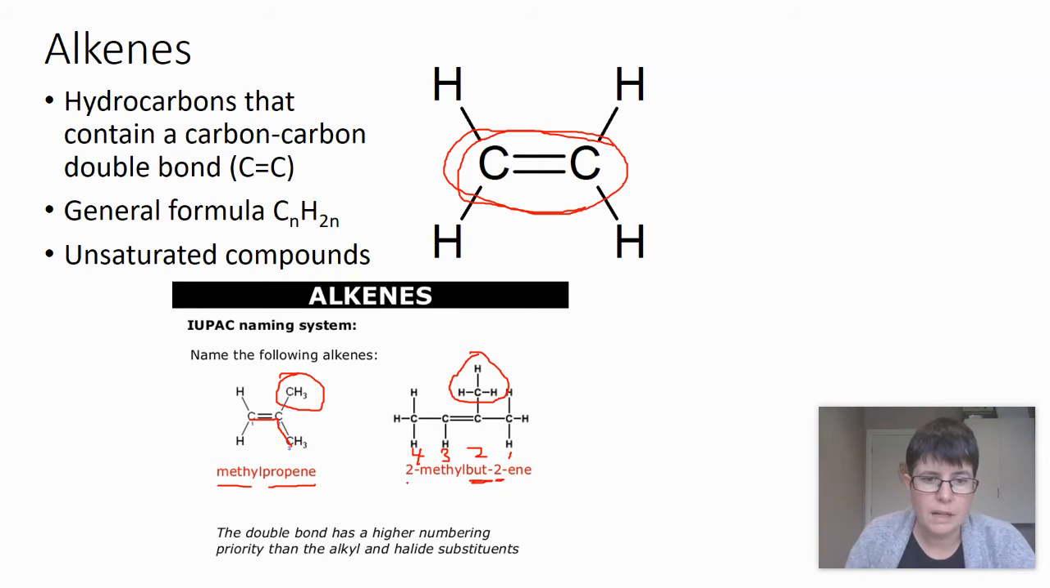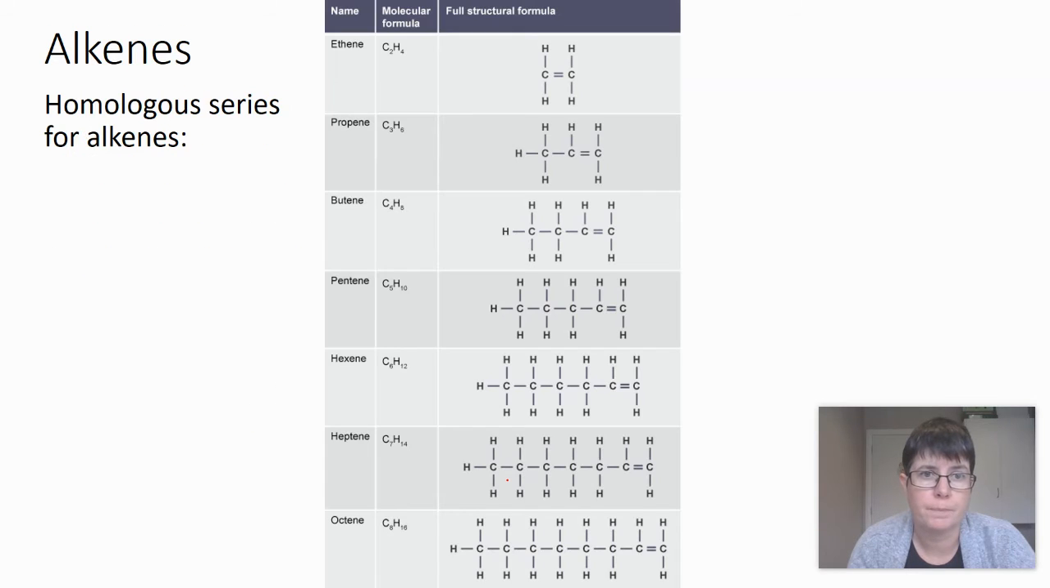And just note that the double bond has a higher numbering priority than the alkyl group and any halides. Okay, these ones don't have halides on them, but if it's got halides, they're named as groups, and so the name part would be at the front.